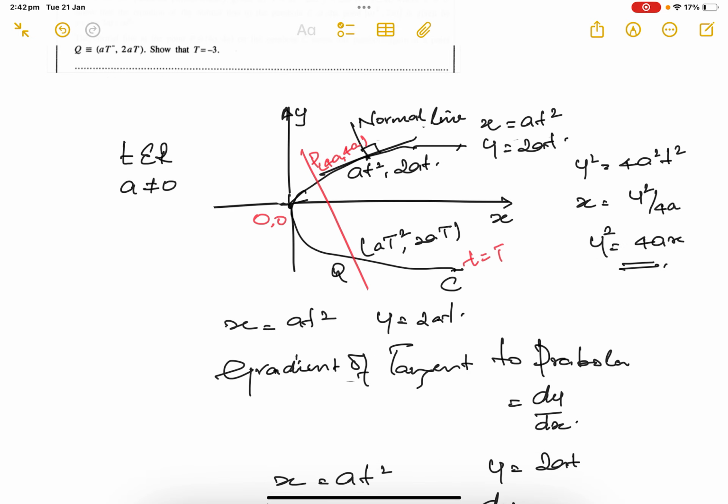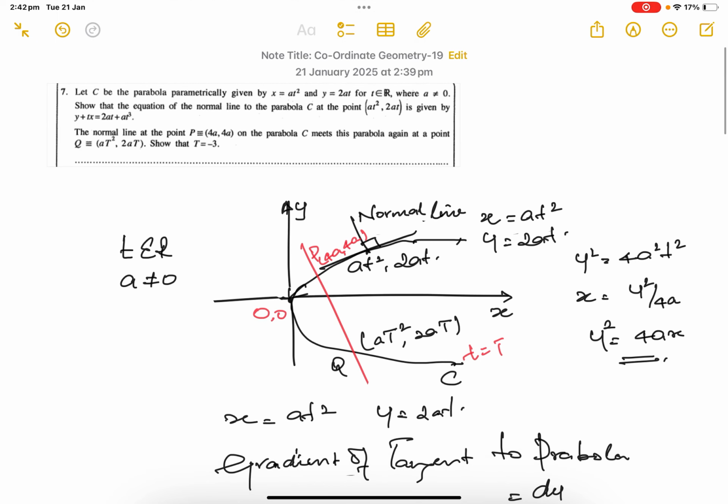After doing this, of course, if you're familiar with these parametric equations, you can do the sketch prior to this, but I just gave you a bit more information on how we find out the parabola is symmetrical about the x-axis and goes through (0, 0) by doing this replacement of t. Okay, right, this is the parabola. Then the question asks, show that the equation of the normal line to the parabola C at the point (at squared, 2at) is given by such.